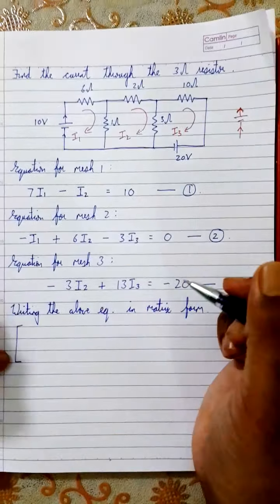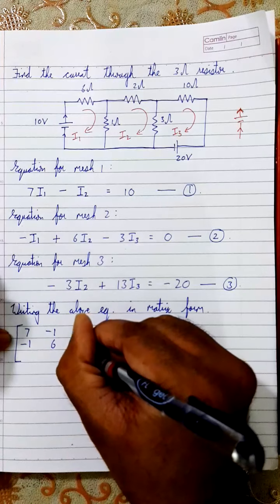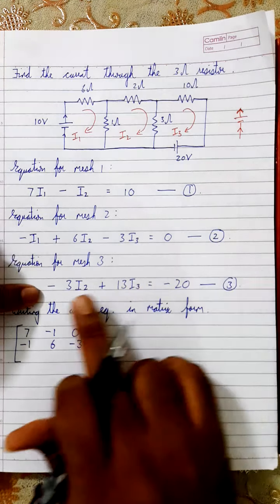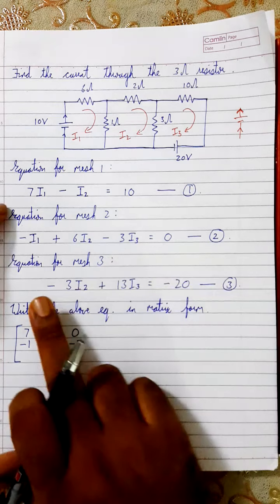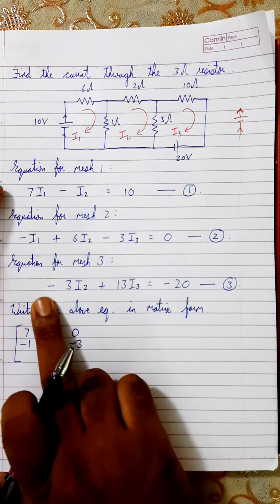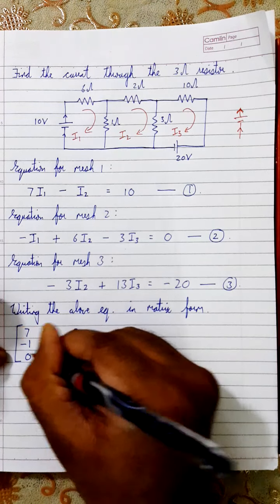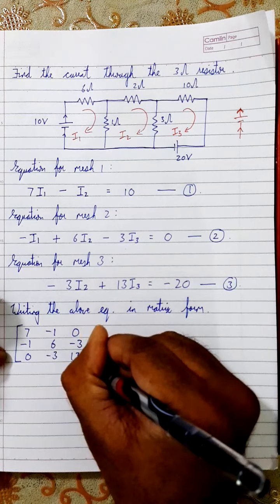In the second row, the coefficient of I1 is minus 1, the coefficient of I2 is 6, and the coefficient of I3 is minus 3. So it becomes minus 1, 6, minus 3. Okay. And in the third equation, the coefficient of I1 is 0. There is no I1 over here. Right? So the coefficient of I1 is 0, the coefficient of I2 is minus 3, and the coefficient of I3 is 13. So it will become 0, minus 3, 13.